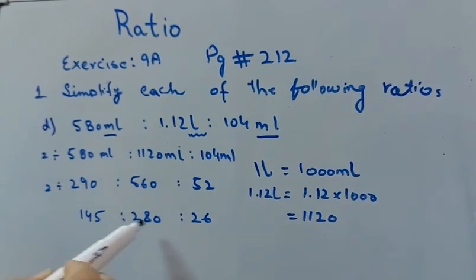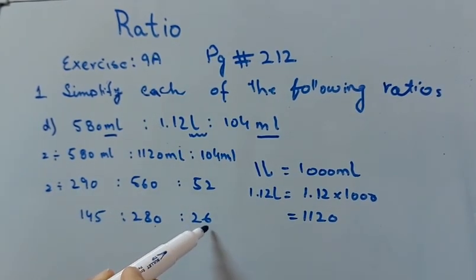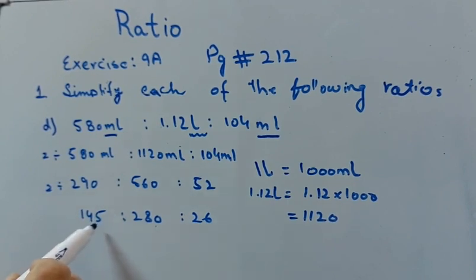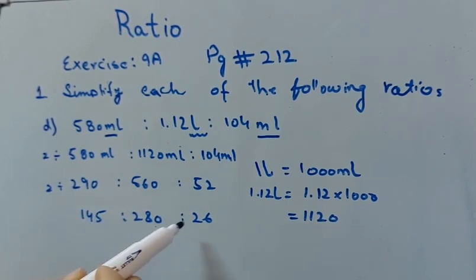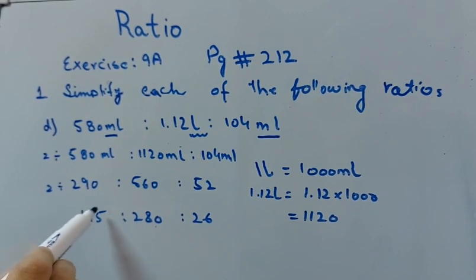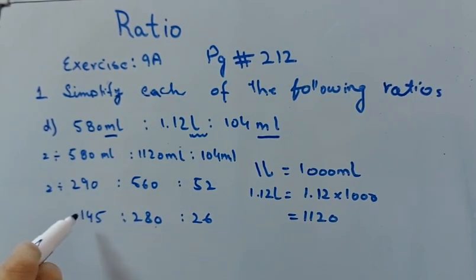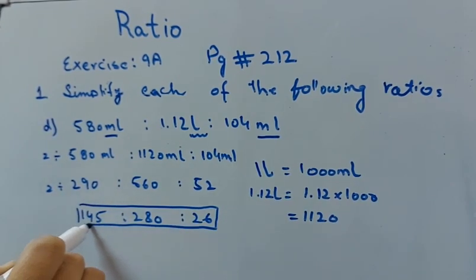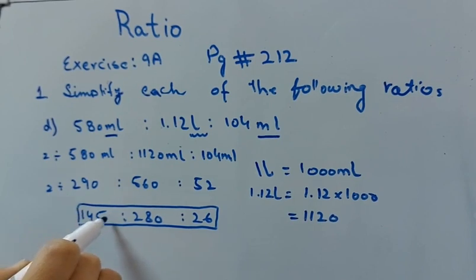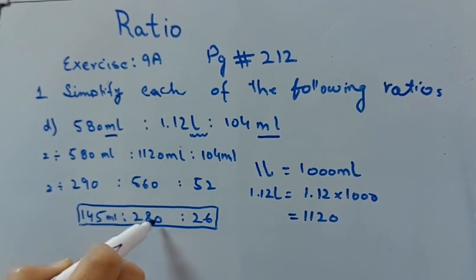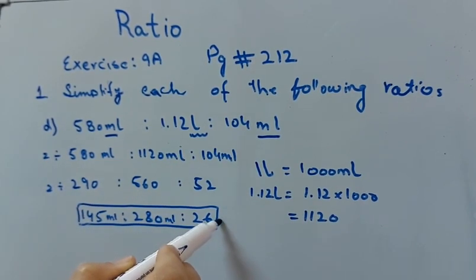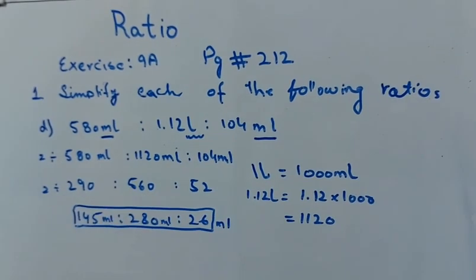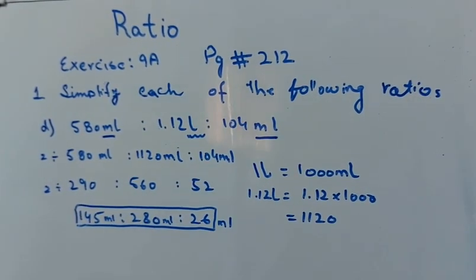Now these two are divisible by 2, but this one is not, and these two are divisible by 5, but this one is not. So all 3 are not divisible by any common number. So this is the simplest form for the given ratio. Okay, we can write the units milliliter, milliliter, and milliliter as well. Now move on to part E.